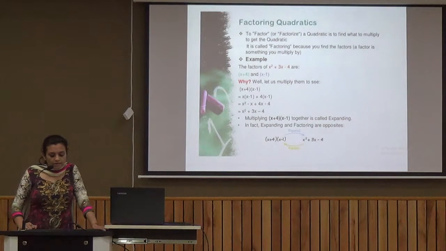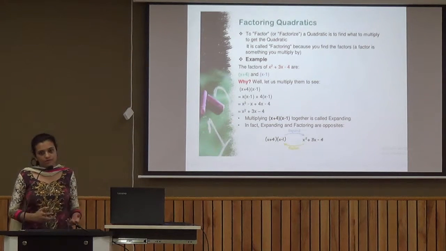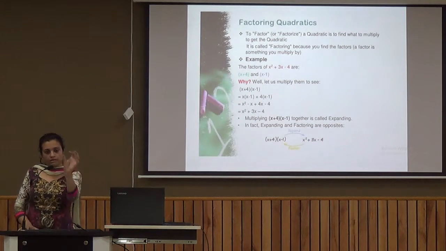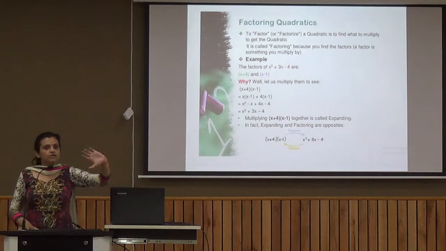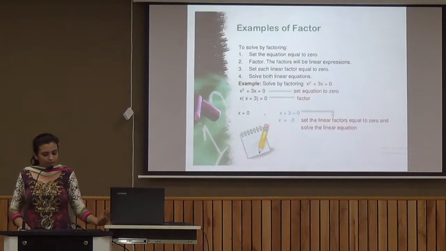See, multiplying x plus 4 and x minus 1 together is called expanding. In fact, expanding and factoring are opposites. You've got a big polynomial, you try to find out which two numbers were multiplied to get the answer, that's called making factors. And when you actually multiply, it's called expanding.